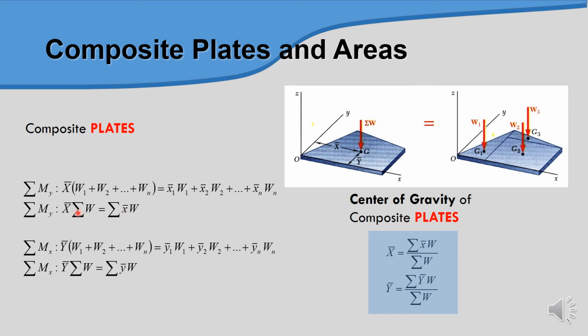So in order to get the value of x bar, this value must be divided by this value, and finally it will become something like this. It also applies to the summation of moment at the x axis, and finally we will obtain y bar, which is something like this.